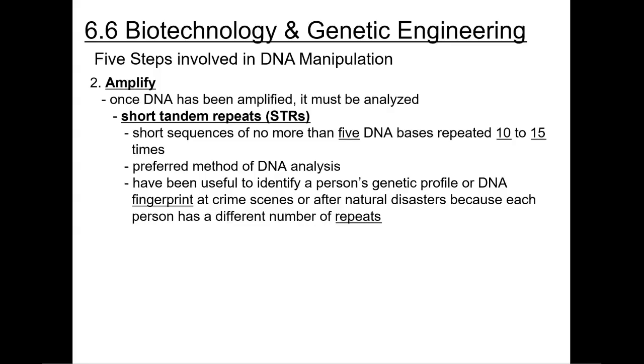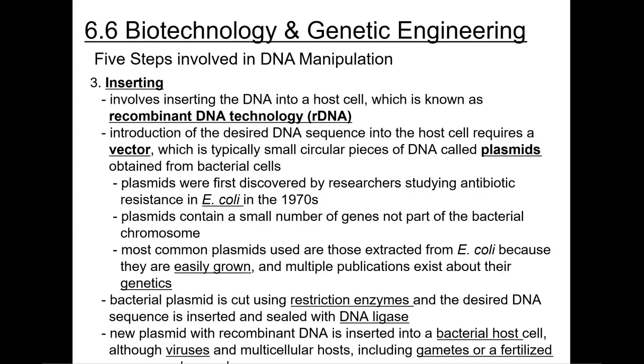Okay, so once that DNA has been amplified and analyzed, we got those short tandem repeats, and that's what we just looked at. So now we're off to the third step. That's inserting. This is going to involve inserting DNA into a host cell, which is known as recombinant DNA technology, or rDNA. The introduction of the desired DNA sequence into the host cell is going to require a vector. That's typically going to be small circular pieces of DNA called plasmids that are obtained from bacterial cells.